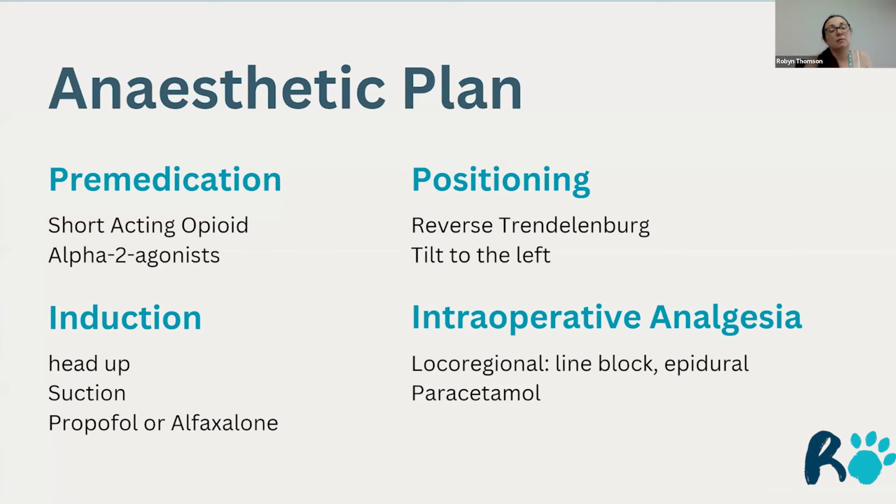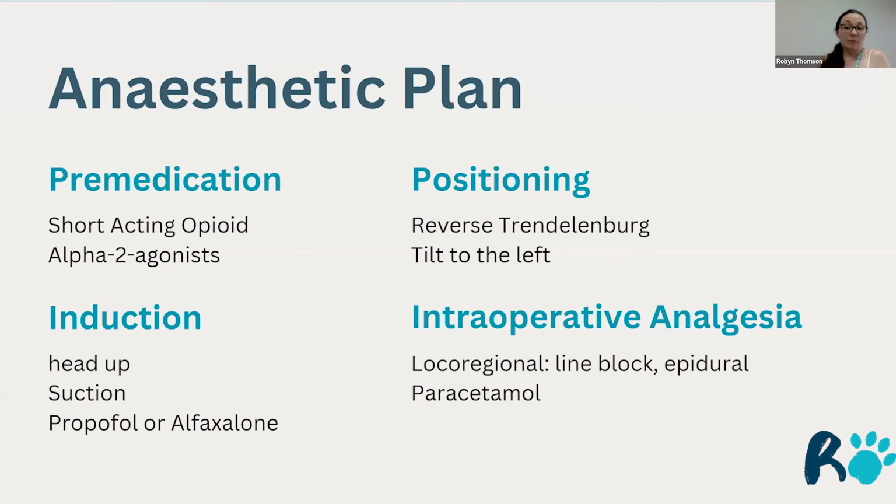Induction agent wise, I am happy to use either propofol or alfaxalone. Alfaxalone is shown in studies that it maybe does have better puppy vigor scores in the immediate post-op period. However, the outcome was the same between propofol and alfaxalone. But I guess, given that there is some evidence there, more people will lean towards alfaxalone. But if you don't have alfaxalone in your practice, that's fine. Propofol is going to be okay.